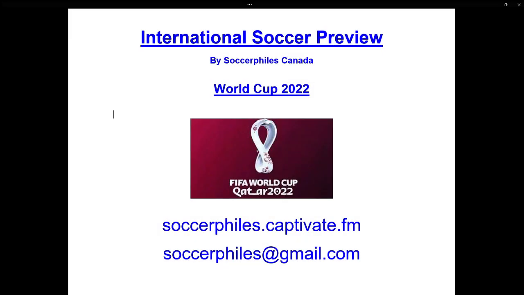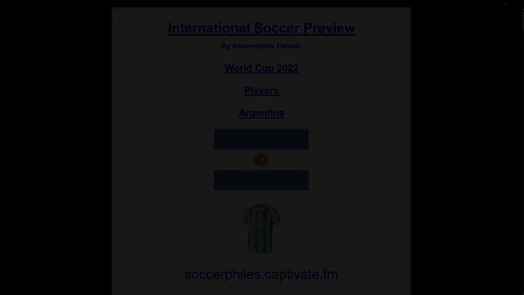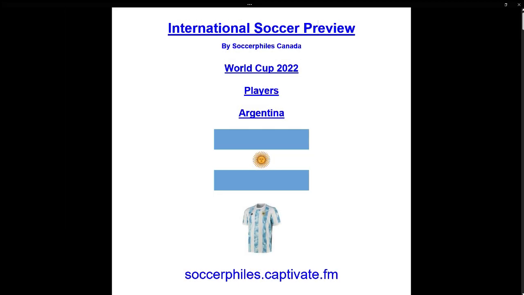It's the 2022 World Cup. It's Argentina's players.